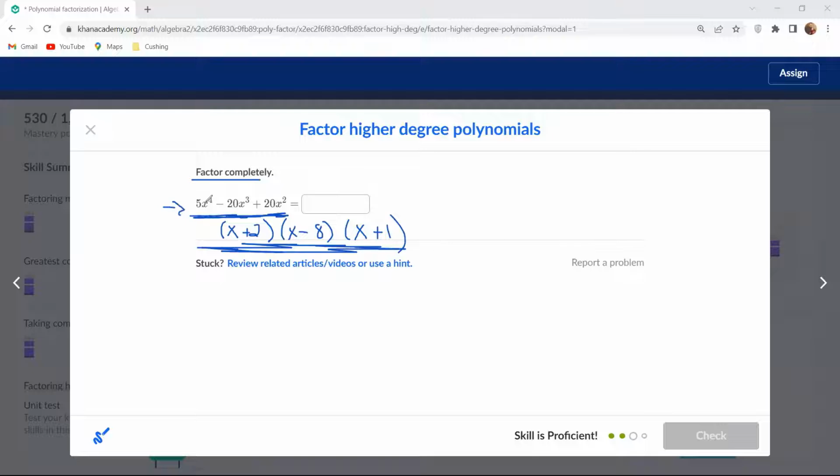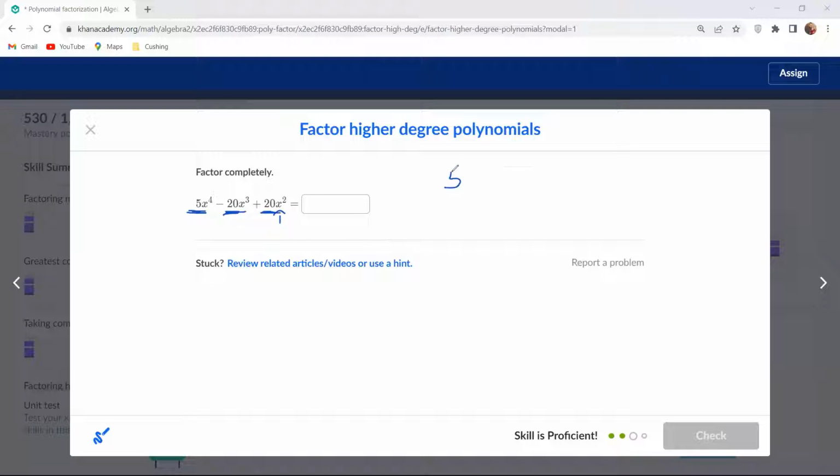So can we break this down into a bunch of linear terms being multiplied? Let's see if we can do that. Take a second, pause, try to do this on your own. The first thing I would say is I see common factors. I see a 5, I see a 20, and I see a 20. So from all of these numbers, I can pull out a 5, really cleanly. And I can also pull x squared out. All of these terms have x squared. So I'm going to pull out the greatest common factor of all of these terms. The greatest common factor is 5x squared.